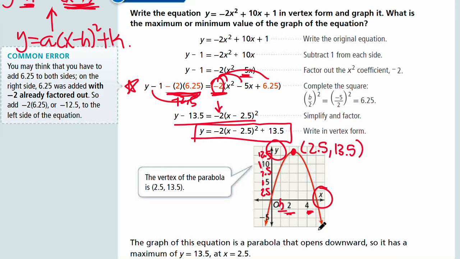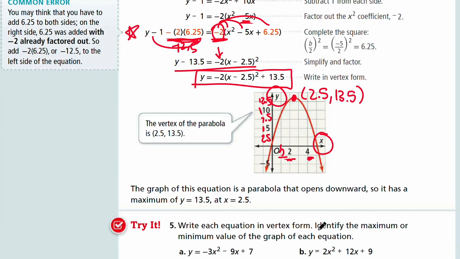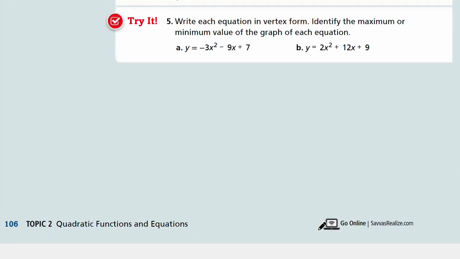All right, so that was the last example, example 5. If you know how to write a quadratic equation in vertex form and graph them and identify the maximum or the minimum, then you're good with example 5. Let's try if you understood. So try number 5, you need to write each equation in vertex form, just like we did in example 5. You're going to identify the maximum or minimum value for each graph of the equation, just like we did in example 5. So pause the video and see if you can do it by yourself. Come back when you're ready for answers.